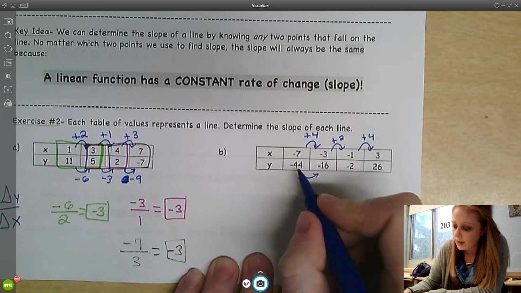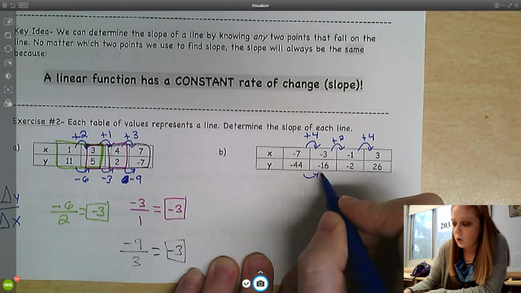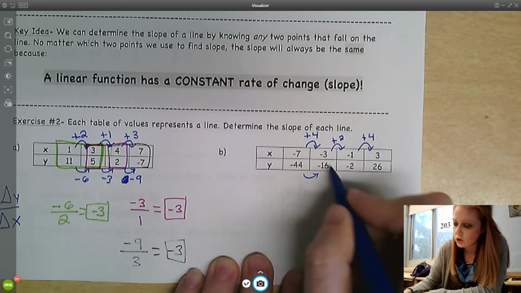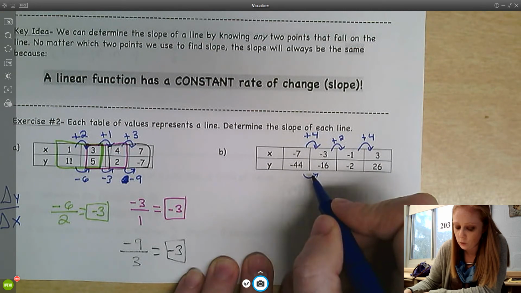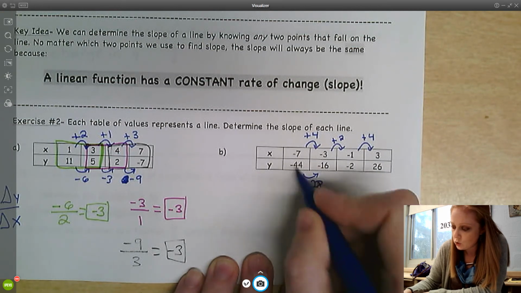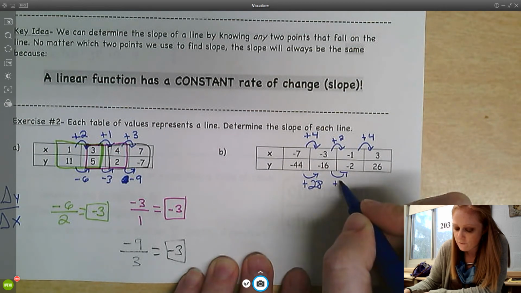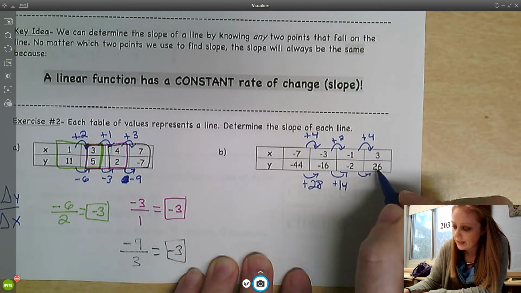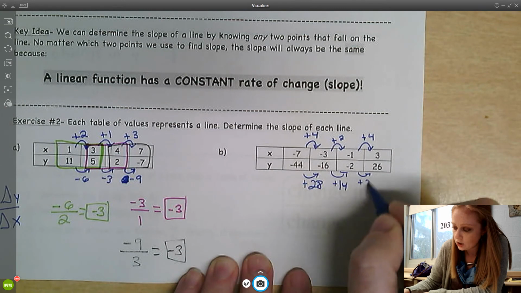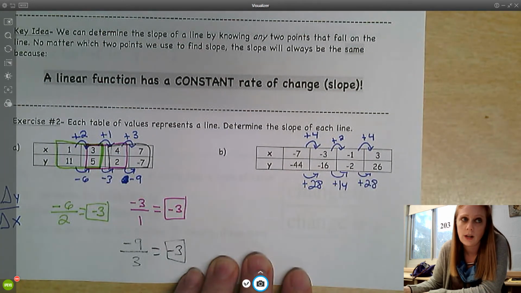Big ones. Okay, negative 44 plus what is going to give us negative 16? If you're not sure, do negative 16 minus a negative 44. You're going to get that you have to add 28. Okay, to get from negative 16 to negative 2, you're adding 14. Negative 16 plus 14 is negative 2. Negative 2 to 26, you're adding 28. If you're not sure, go backwards. 26 minus a negative 2 is 28.